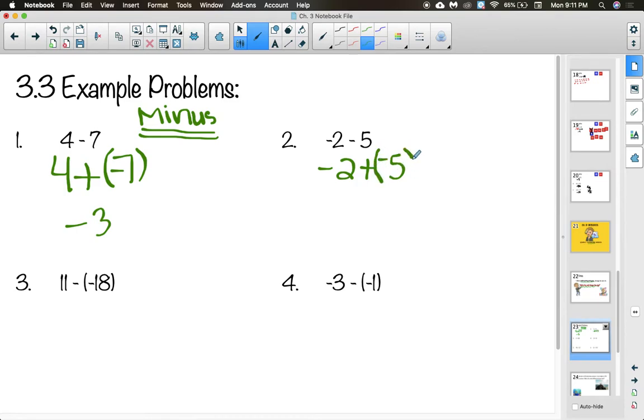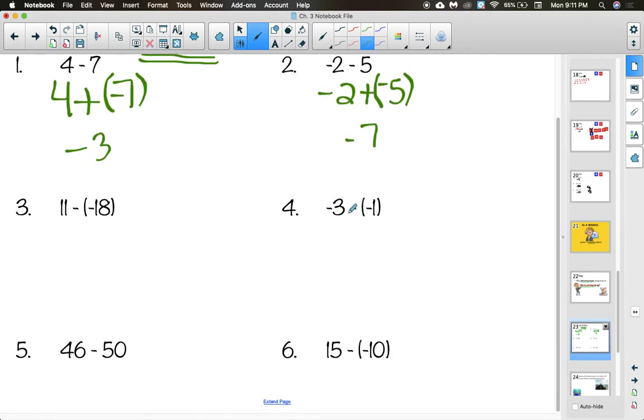And my new math problem is negative 2 plus negative 5. Negatives plus negatives, we're going to end up with a negative answer, and 2 plus 5 is 7. Negative 7 is your final answer there. Okay, stick with me here, guys.